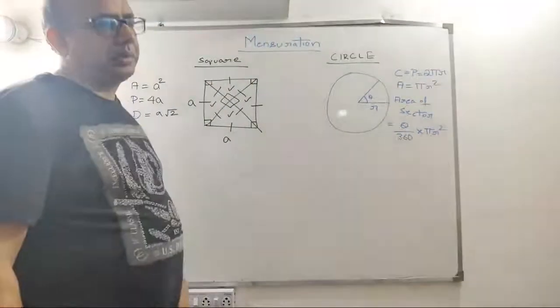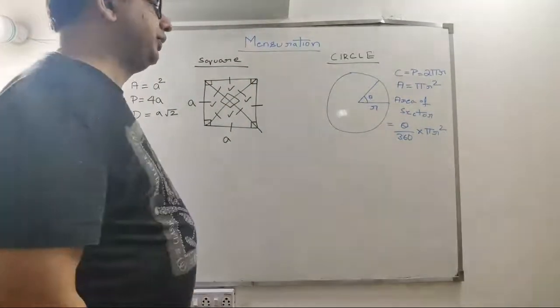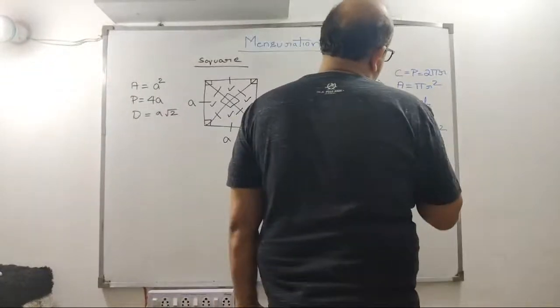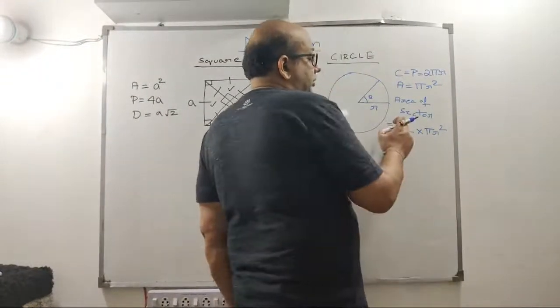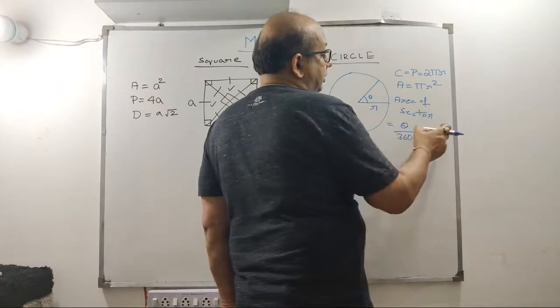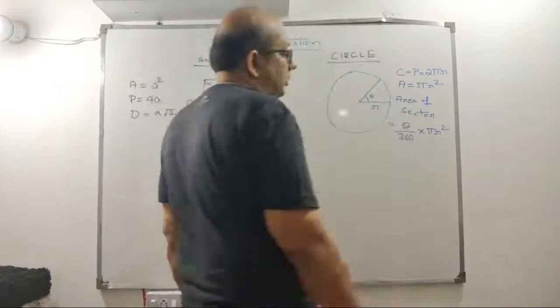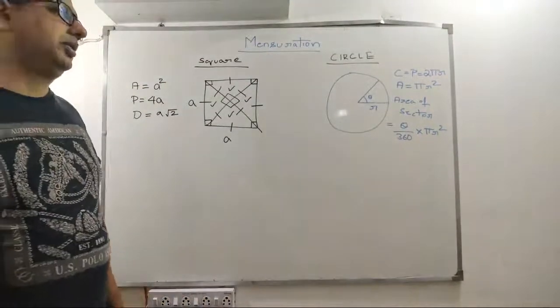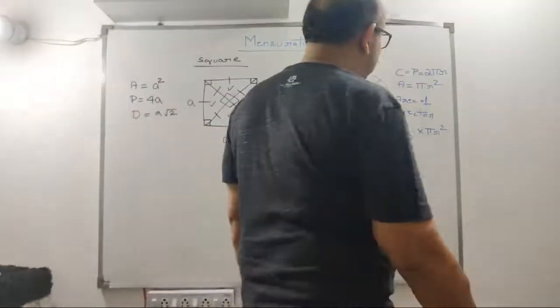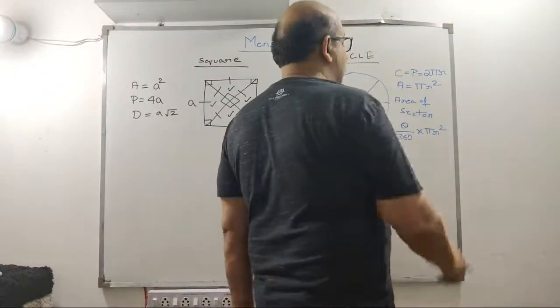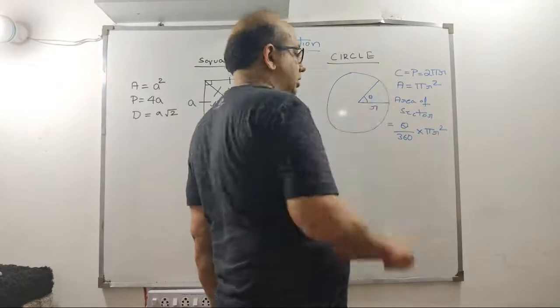Mensuration is very important from the ELITMUS and TCS NQT point of view. So theta by 360 into pi r square. If theta becomes 360, then this becomes the entire circle, hence it becomes equal to a circle.